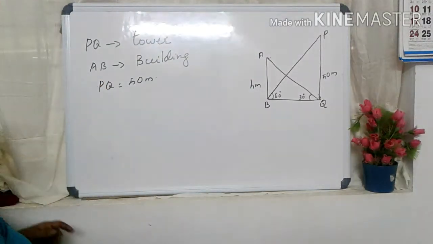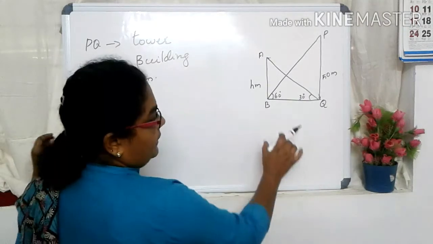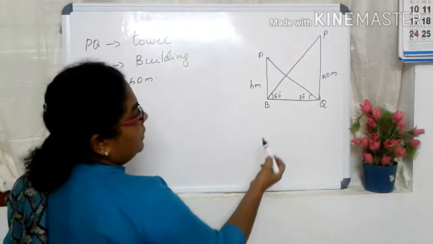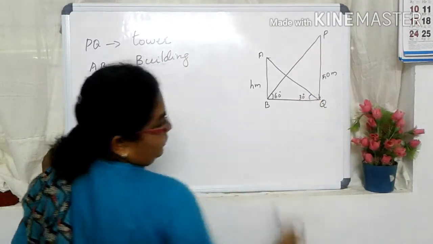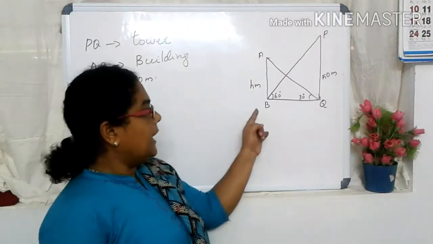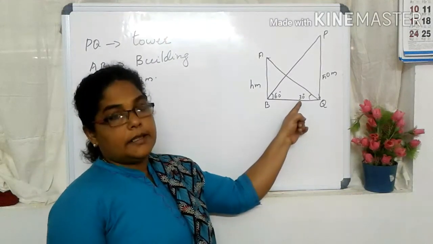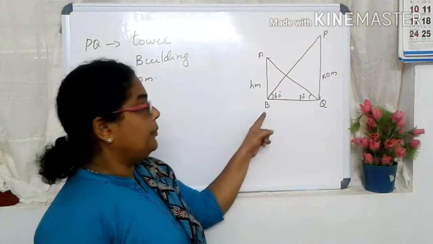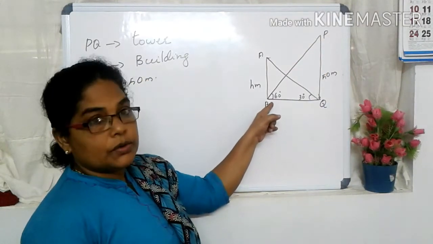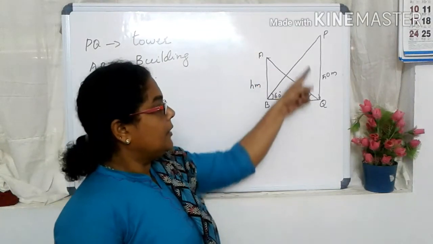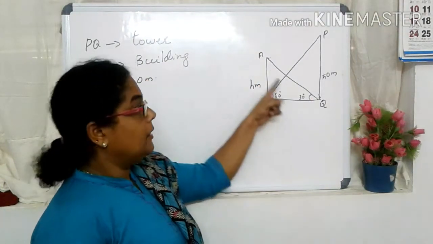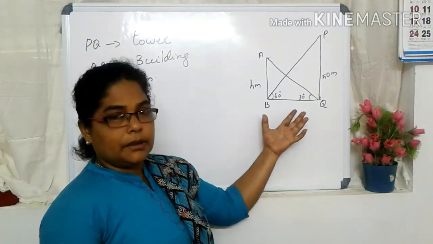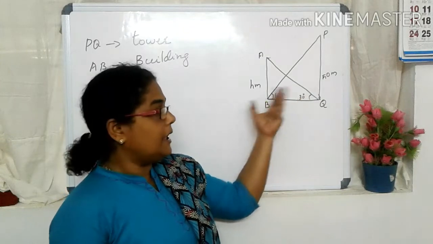So here we are getting two right angle triangles. First one ABQ, second one BPQ. In triangle ABQ, the angle theta equals 30 degrees, and in triangle PQB, the angle theta equals 60 degrees. The height of the tower is given. We have to find the height of the building H. This is a very simple question and it is related to our daily life.